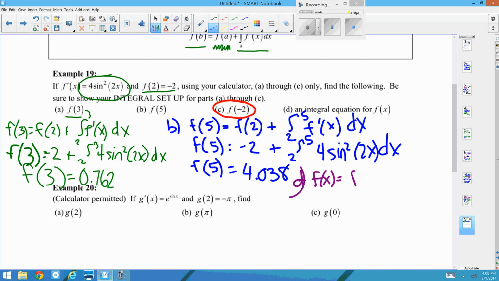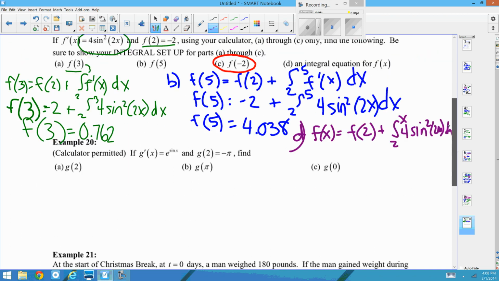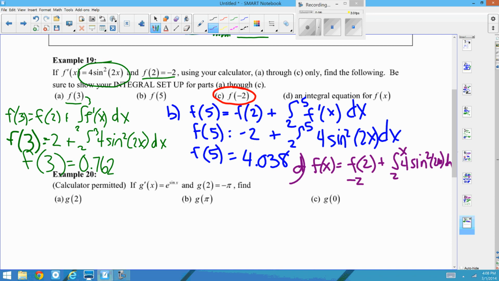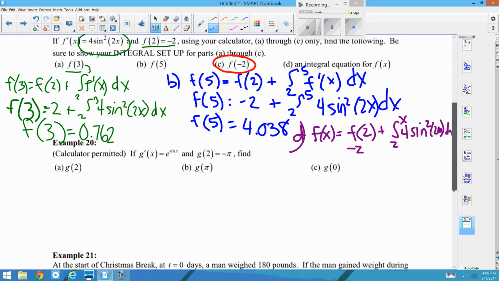All right, part D, basically what we're saying is f of x equals f of 2, plus the accumulation from 2 to whatever we're trying to go to, x, of 4 times sine squared of 2x dx. And then the only other thing that I could do here would be replace that with negative 2. I'm not going to worry about that right now, though.